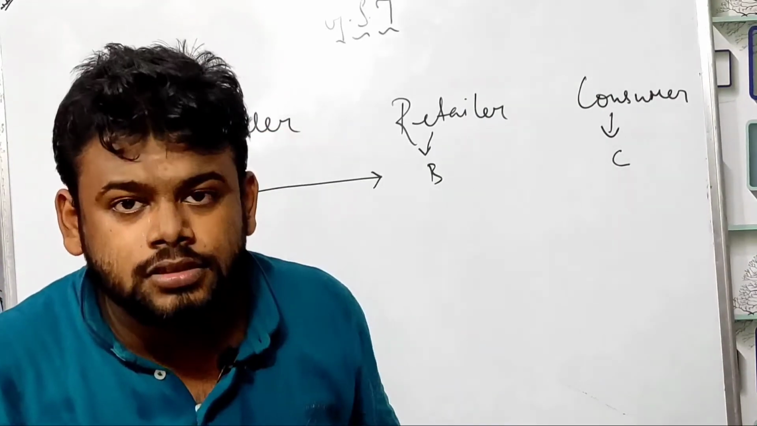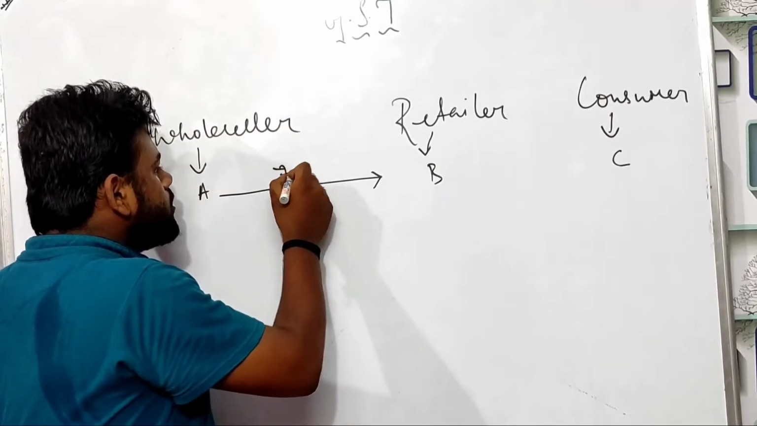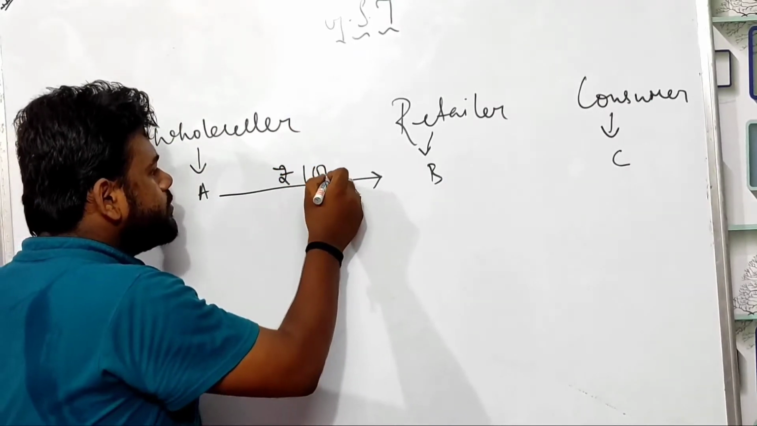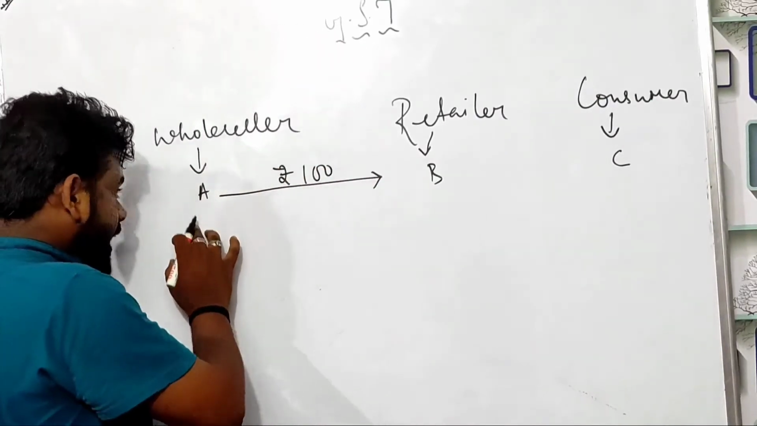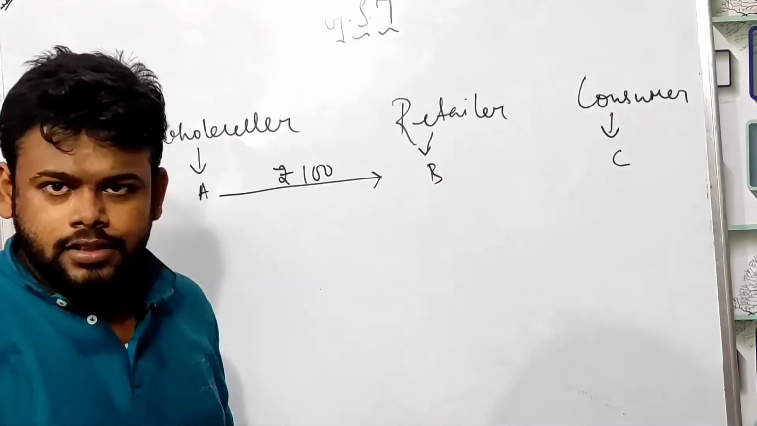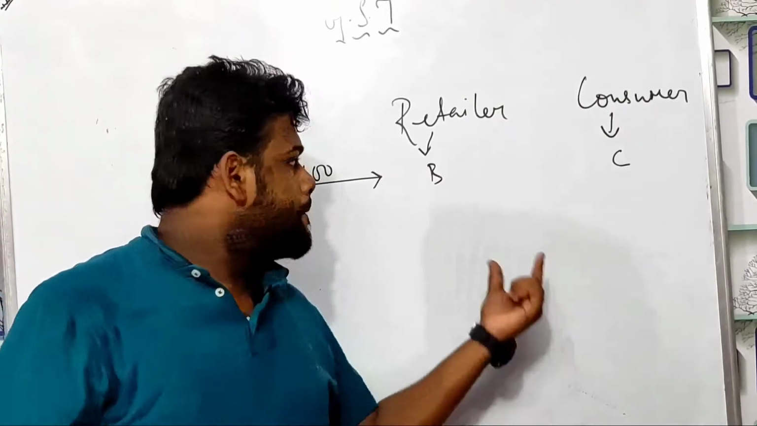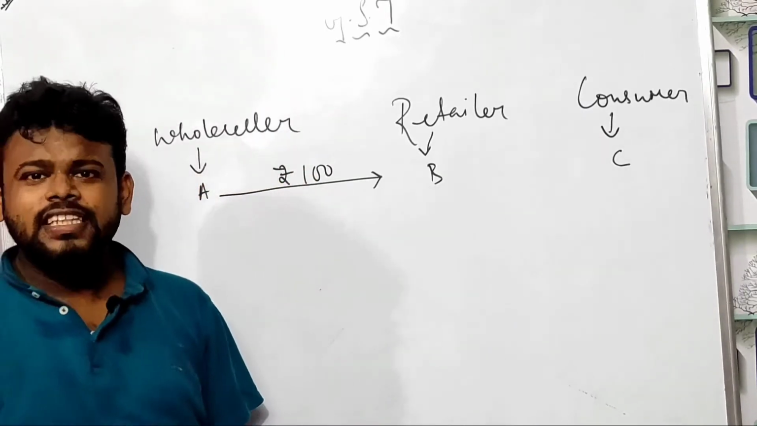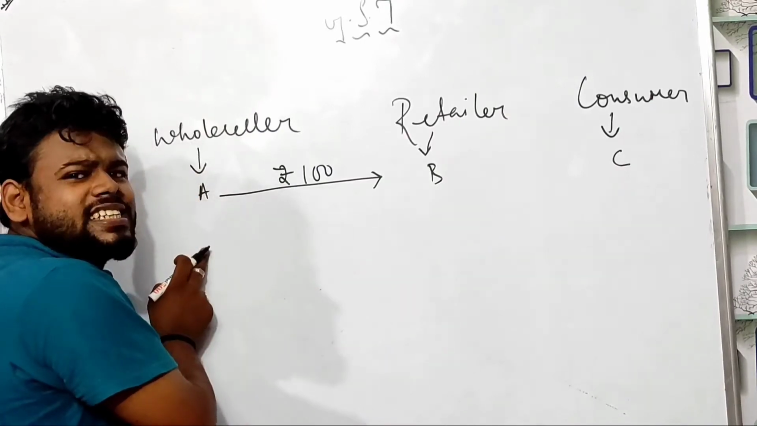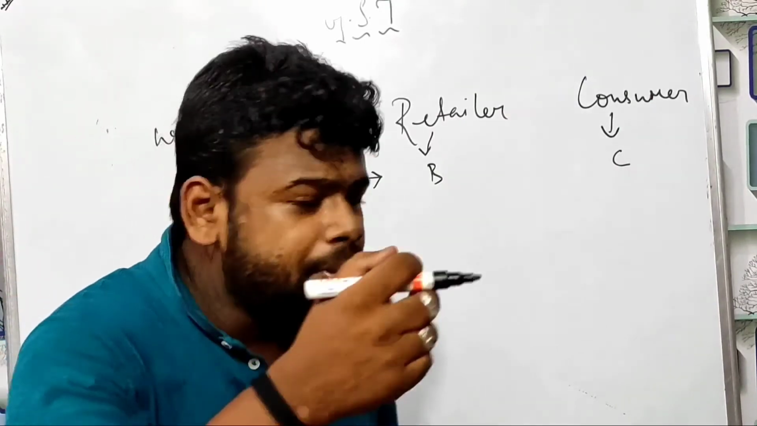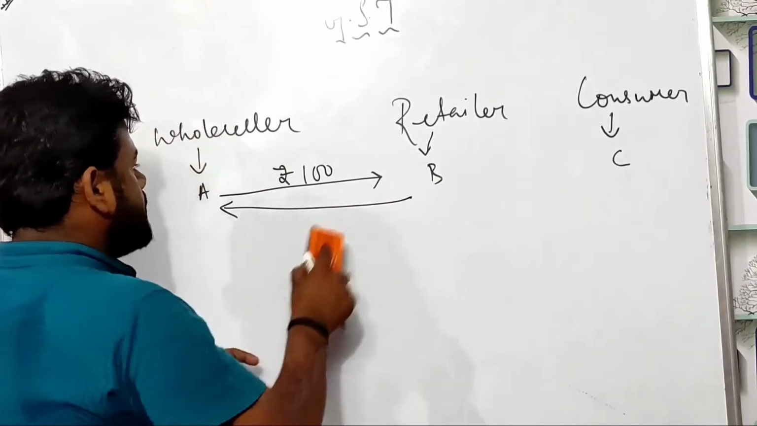at rupees, I repeat, at rupees 100 GST. That means A sold to B, when A sells to B for 100 rupees GST, that means B purchased from A. A sold, B purchased. That means here B has given rupees 100. People will get confused.